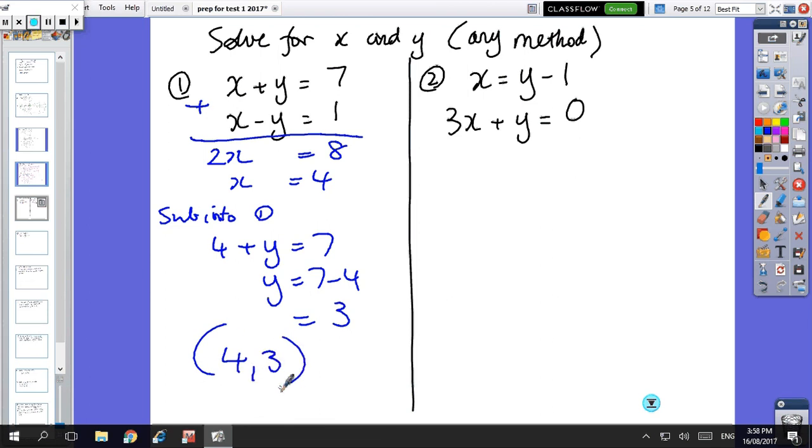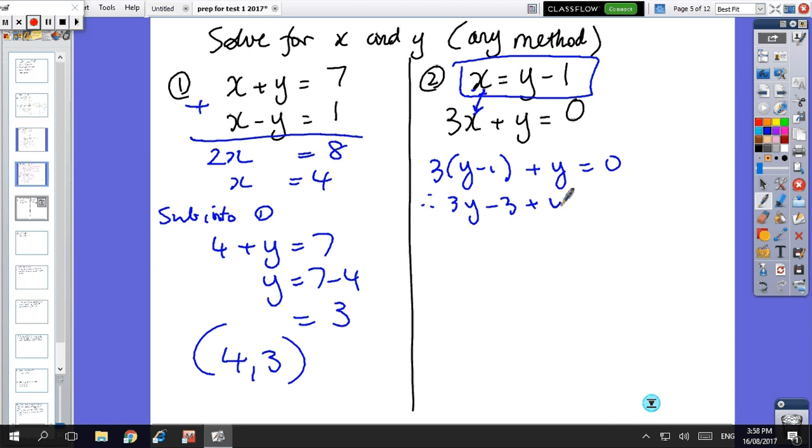Now the next one is set up for substitution because you've got x equals, and so that will just go in that position there. You can do it by elimination, but I'm going to do it by substitution. So we've got 3 bracket y minus 1 plus y equals 0, then expand brackets, then collect like terms. Now I'm going to take the 3 across straight away.